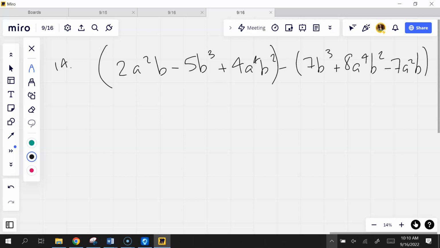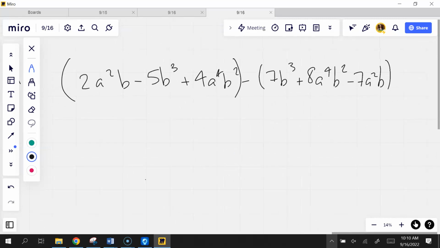So we have to go back to that definition we had of a like term. What does it mean to be a like term? What's the same? Same base, same exponent.